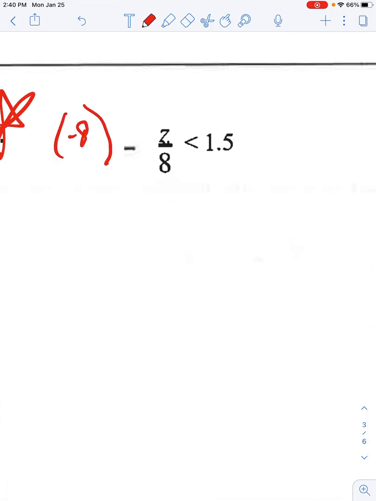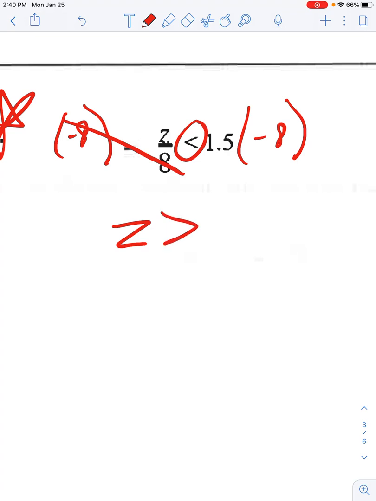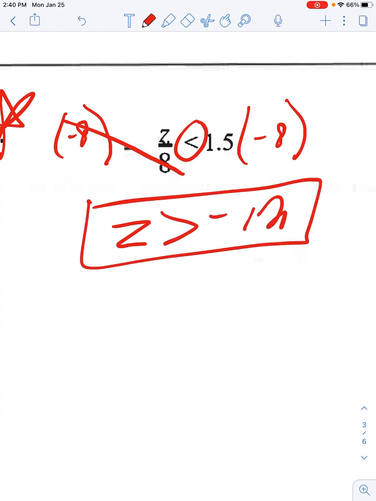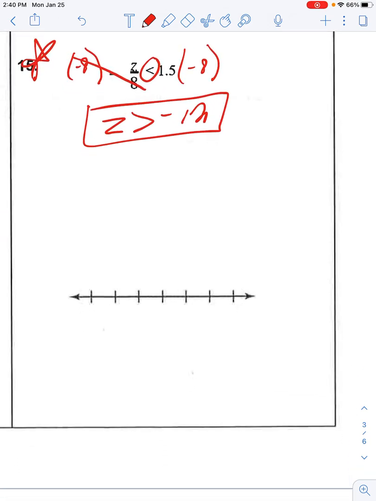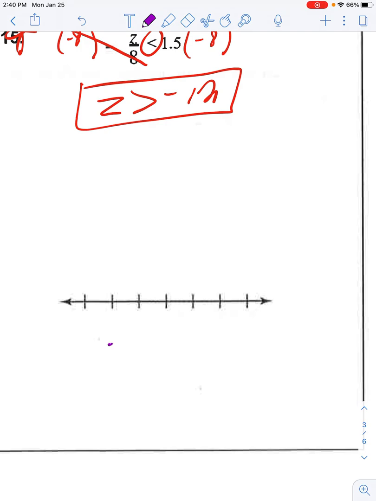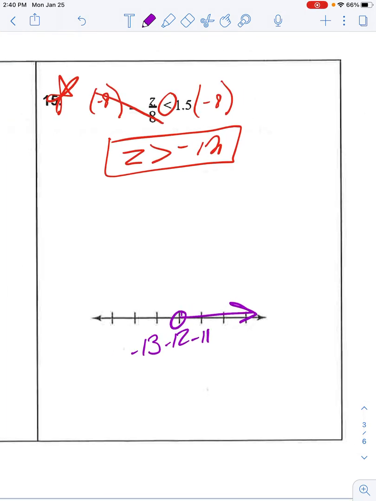Multiply this side by a negative 8. Multiply this side by a negative 8. As soon as we multiply by a negative, we flip the sign. So we have z is greater than a negative 12. I'm glad I caught that. Here's negative 13, here's negative 12, here's negative 11. Z is greater than a negative 12, so that's going to be an open circle pointing to the right.